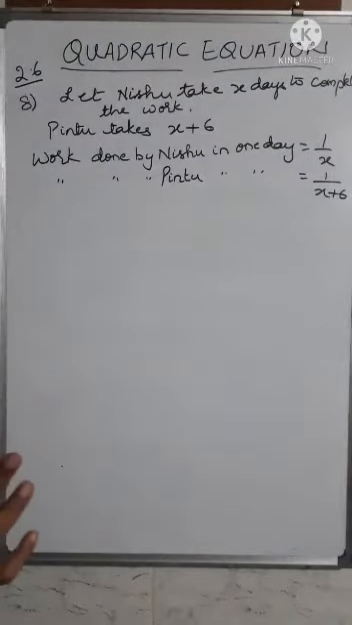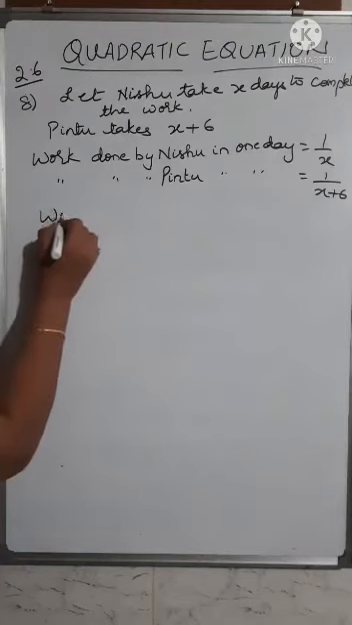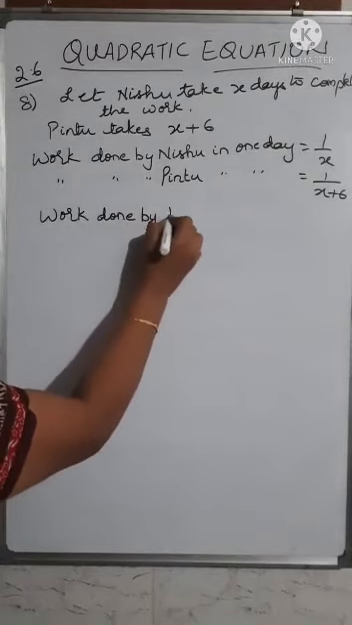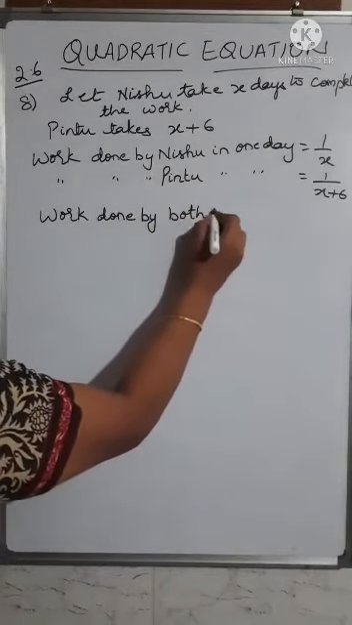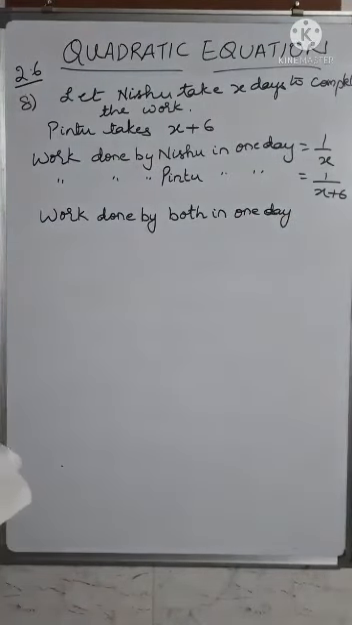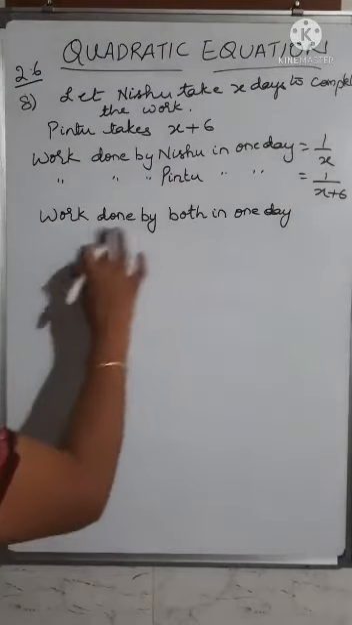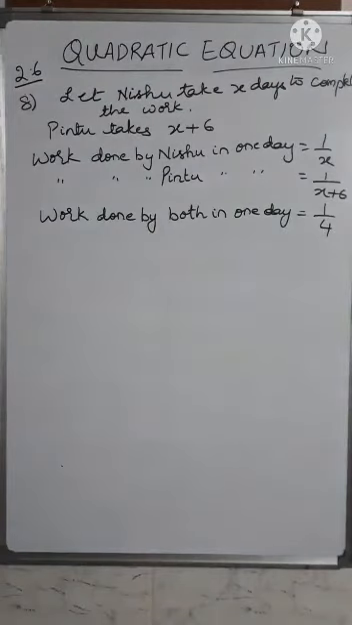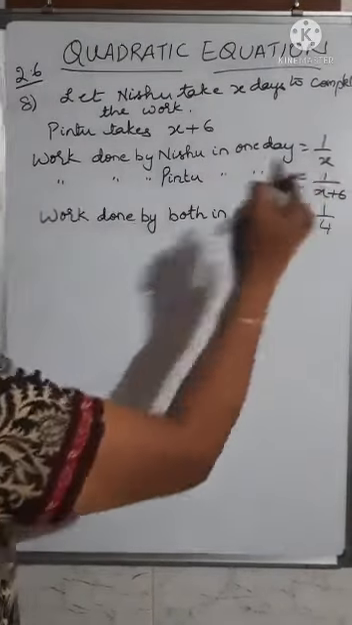Now both of them are doing the work together. So together they are completing the work in 1 day. Work done by both in 1 day. What is given: if they work together, they will finish it in 4 days. So both of them are working together to complete the full work. They are taking 4 days. So how much of work is done by both of them in 1 day will be equal to 1 upon 4.